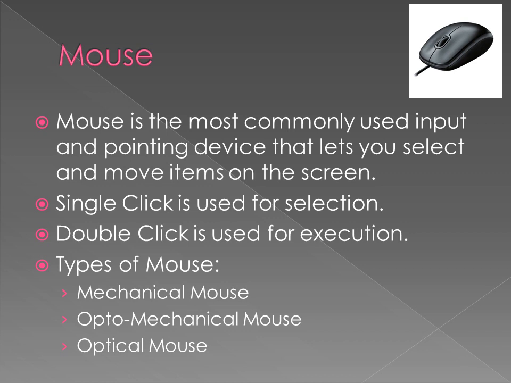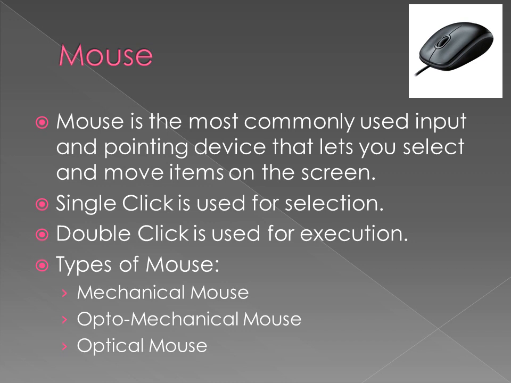Next input device is mouse. Mouse is the pointing device. It is used to select the item on the screen. Mouse is the most commonly used input and pointing device that lets you select and move items on the screen.